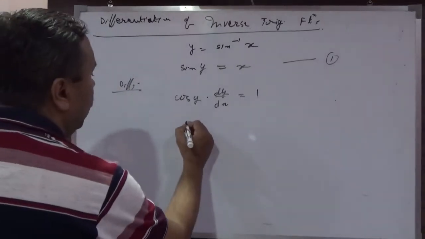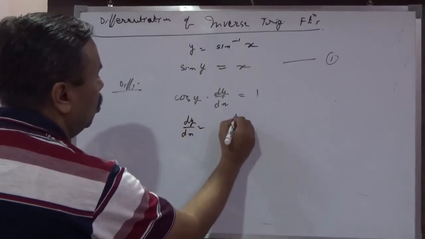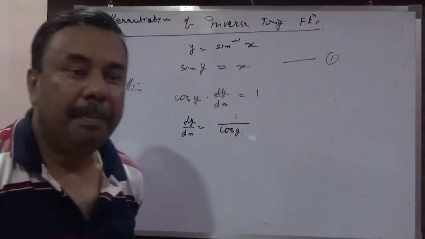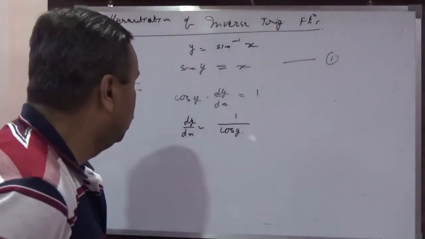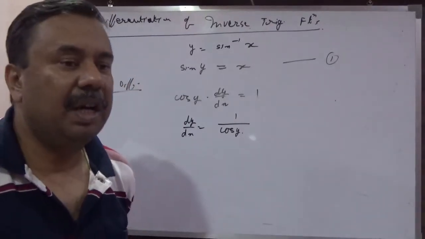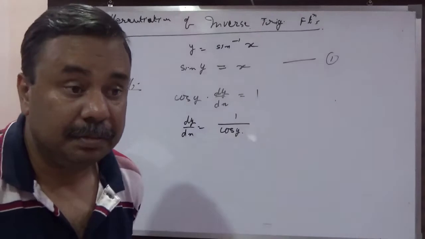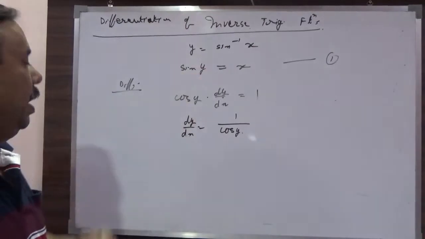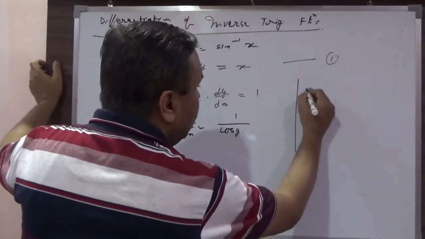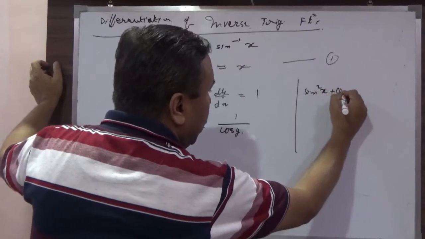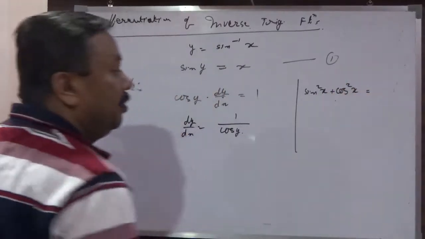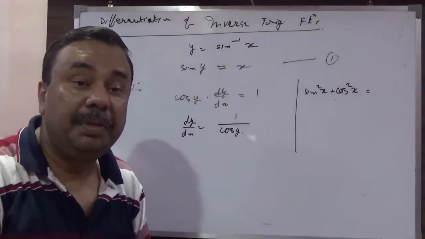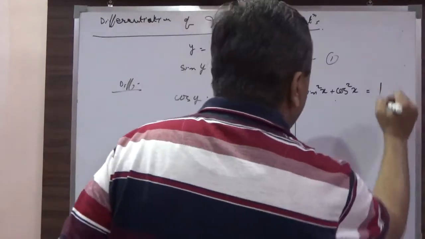Or I can say that dy by dx is equal to 1 by cos y. But I should express it as far as possible in terms of x only. So I have to convert it to the form of x. How? You know that sine square x plus cos square x, you have studied in your previous class, is equal to 1.